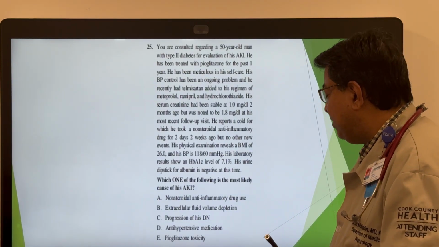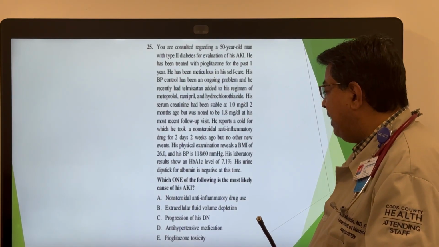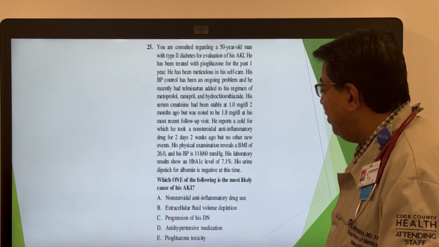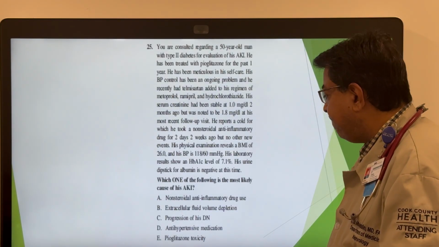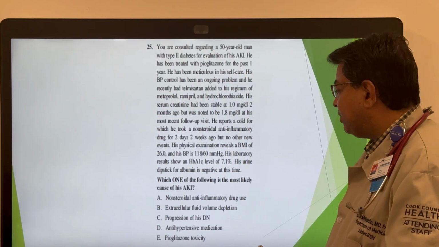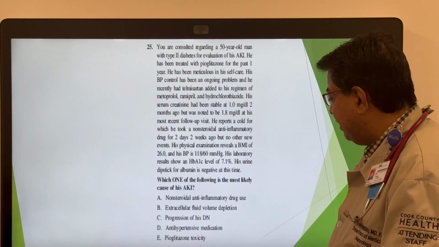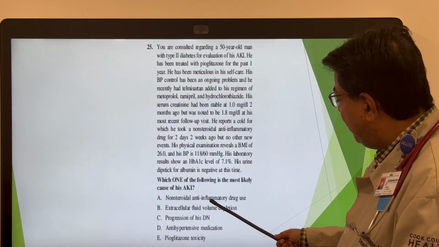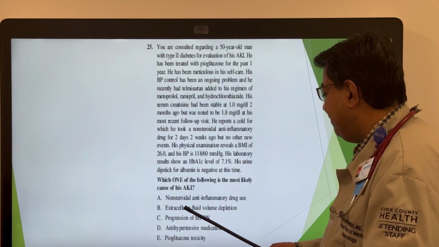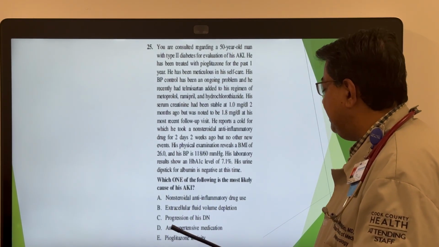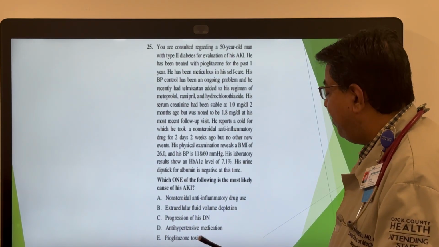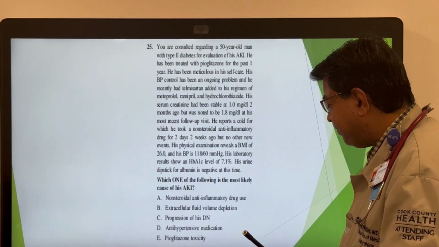His laboratory results show an A1C of 7.1. His urine dipstick for albumin is negative at this time. Which one of the following is the most likely cause of his AKI? Non-steroidal anti-inflammatory drug use, extracellular fluid volume depletion, progression of his diabetic nephropathy, antihypertensive medication, or pioglitazone toxicity.